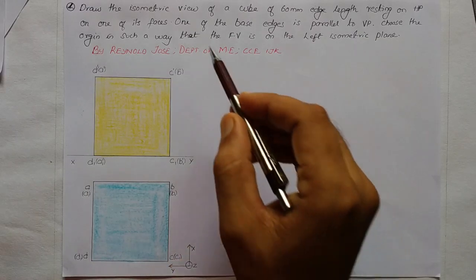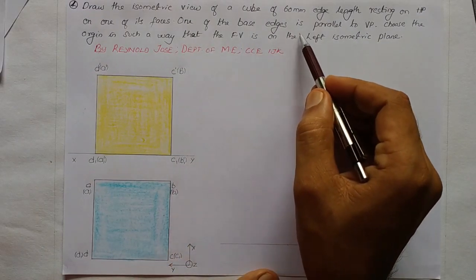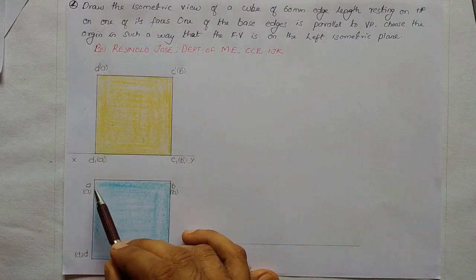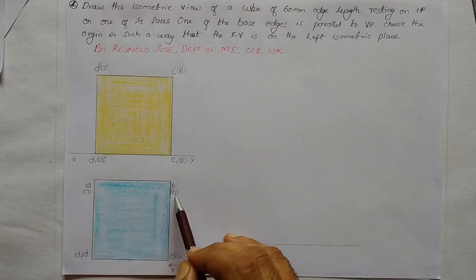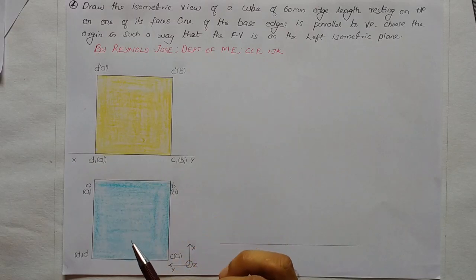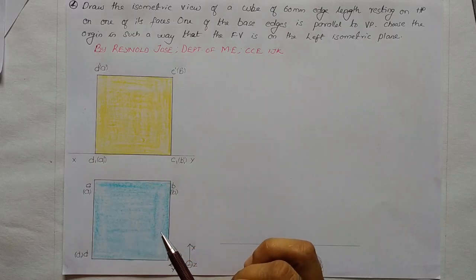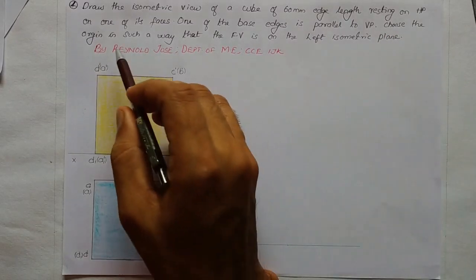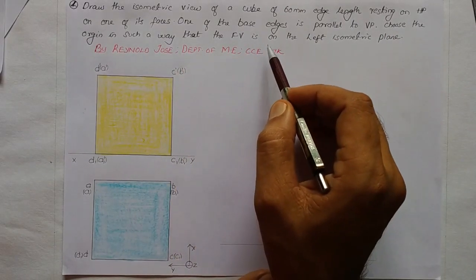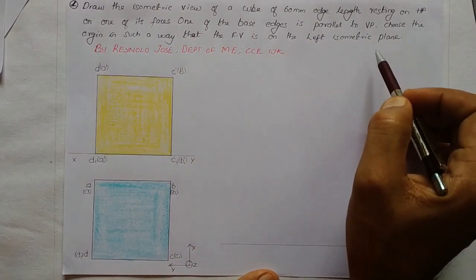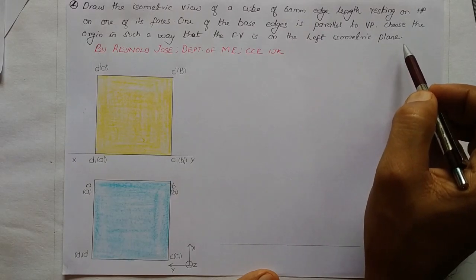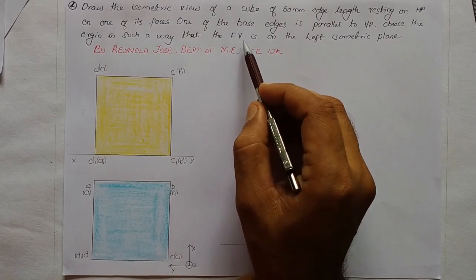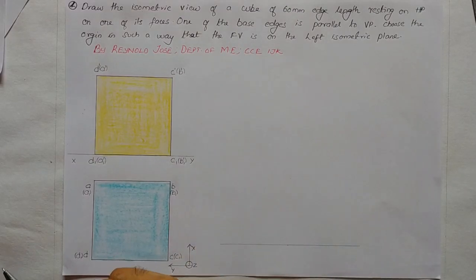The requirement of the question is that one of the base edges must be parallel to VP. So if you observe this top view, the base edge a1 b1 is parallel to the XY line. That means it is parallel to VP. And the second requirement is to choose the origin in such a way that the front view is on the left isometric plane. So when you draw the isometric view of the solid, you have to choose the origin in such a way that the front view is on the left isometric plane.